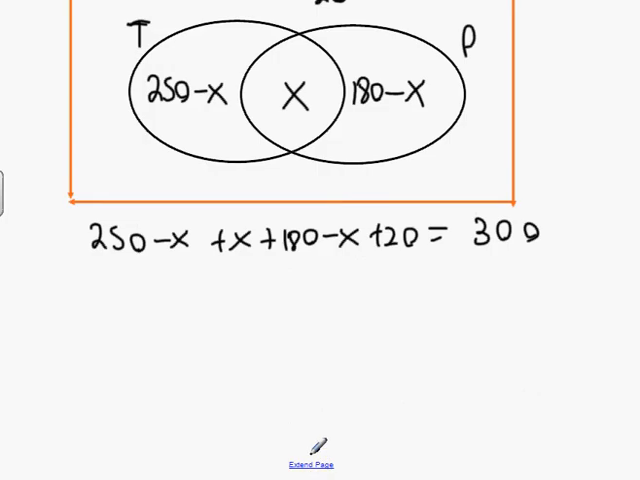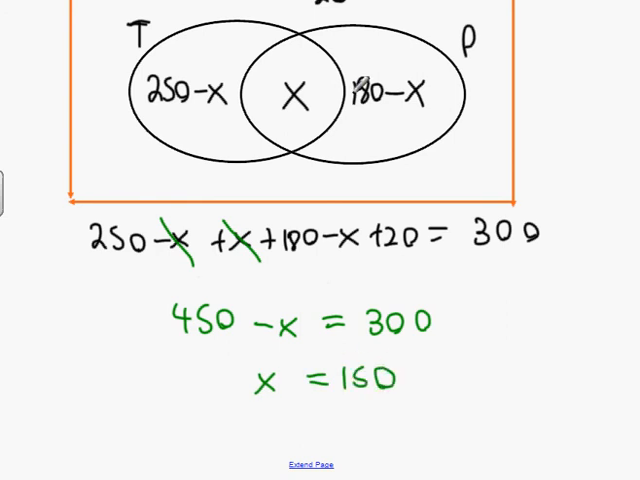Now, minus X plus X cancel. 250 plus 180 is 430, plus 20 is 450. So 450 minus X equals 300. What's X equal to? 150. Now let's test out your numbers.